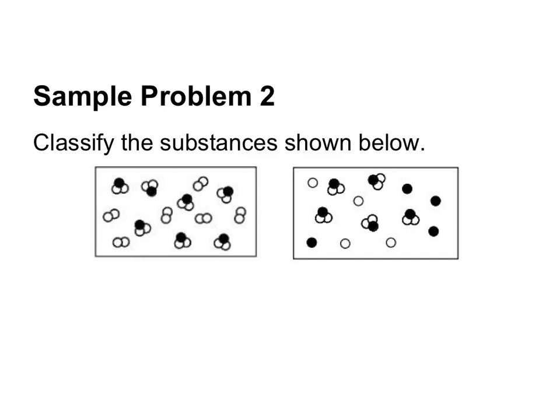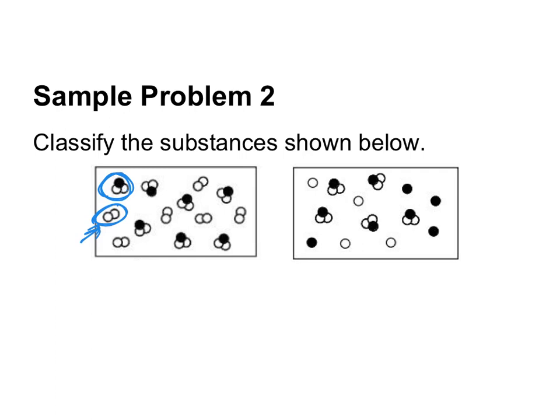In this sample problem, it says to classify the substances shown below. On the left-hand side here, I notice that I have these two open circles bonded together, and then I have two open circles and one filled-in circle bonded together. So if we look at this first piece, I know it is an element. I know that this is an element because I have two of the same thing bonded together.